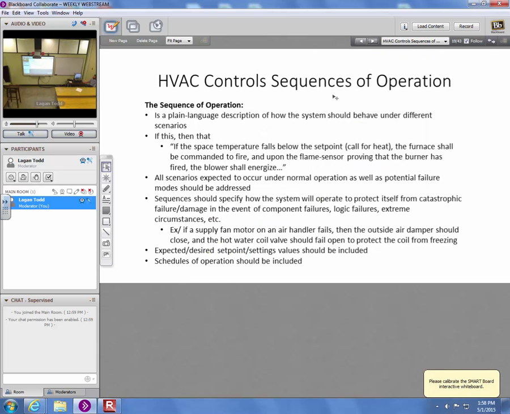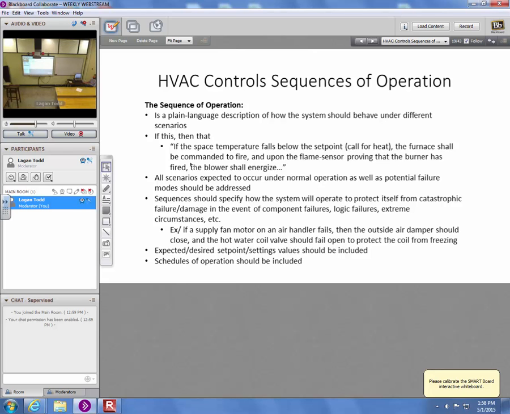Okay, so what are sequences of operation, or what kind of information should they convey? It should be a plain language description of how the system should behave under different scenarios. They generally come in the format of if this, then that. They're logical statements, right? If this happens, then the following should follow. For example, if the space temperature falls below the set point, that means a call for heat.